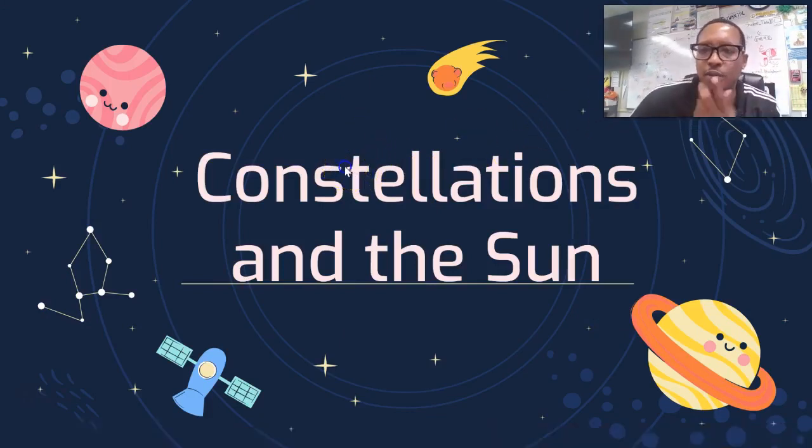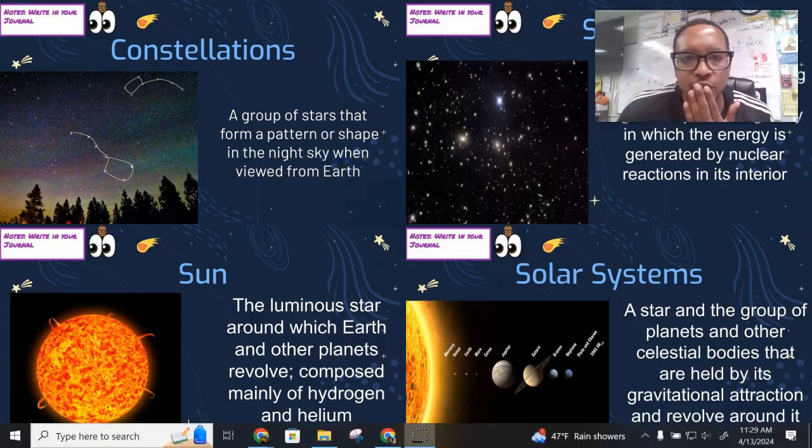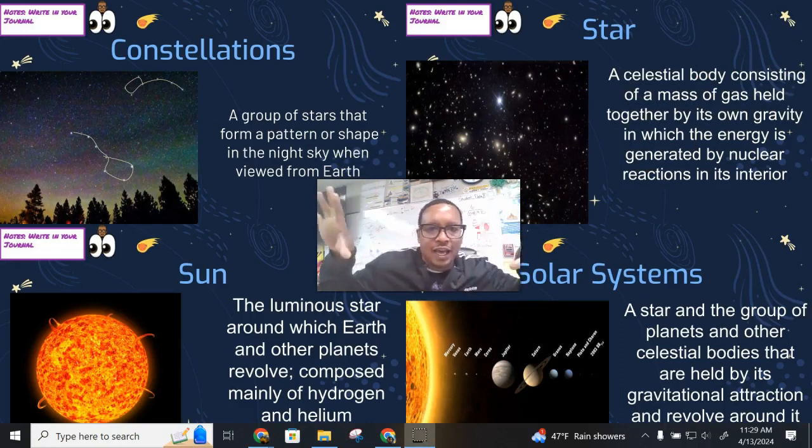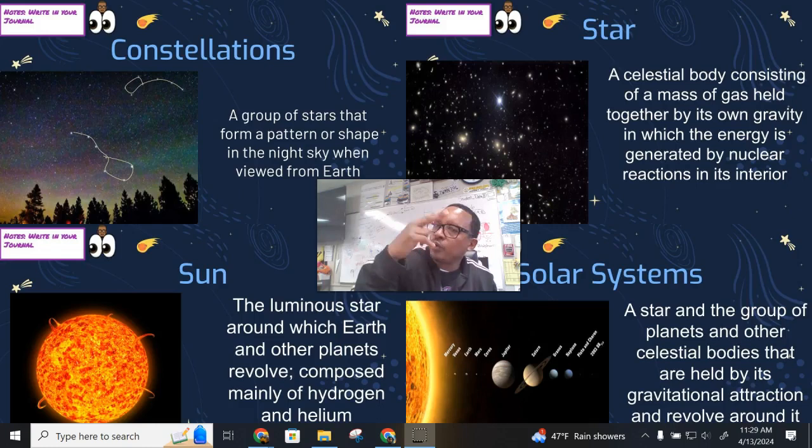Okay, so it is note-taking time. Constellations and the sun. Remember what we talked about yesterday: constellations are a group of stars in the night sky, and it's about how they're arranged based on our view from Earth. So it's the pattern that they make in the night sky based on our view from Earth. Also, we talked about a star. That's a celestial body consisting of a mass of gas that's held together by its own gravity, in which energy is generated by nuclear reactions, okay?